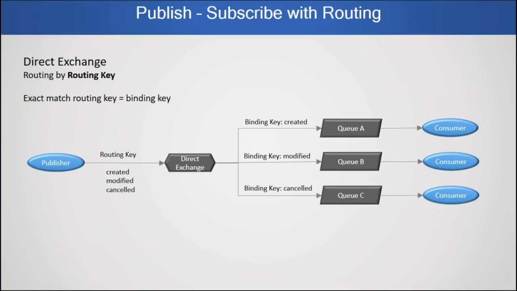We can do some more clever routing by routing keys. So a routing key is put on a message by the publisher. The direct exchange basically does an exact match between a routing key and a binding key. So when a queue binds itself to an exchange, it can put a binding key. And then the exchange will route according to that key. So we see here QA will receive the created routing key, QB modified, and QC cancelled.